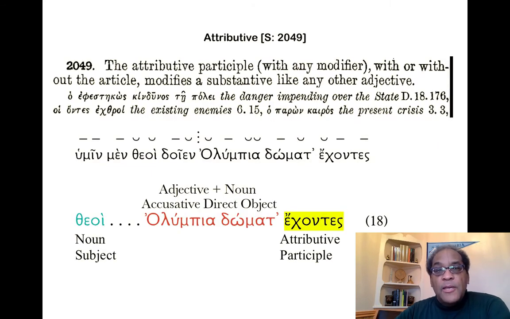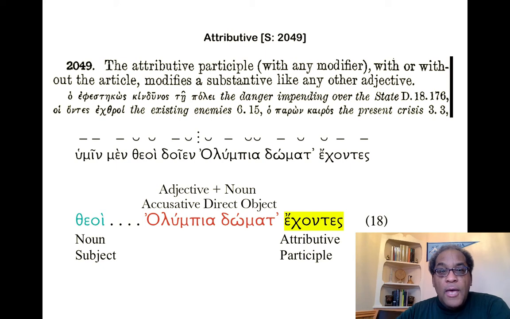So, attributive. The attributive participle with any modifier, with or without the article, modifies a substantive like any other adjective. So these examples that are supplied by Smyth are from Demosthenes, and this is when the definite article is fully active. So in each of these cases, we have a definite article accompanying the attributive participle.